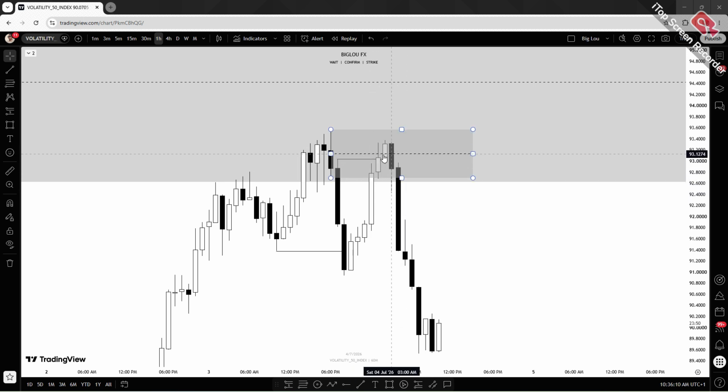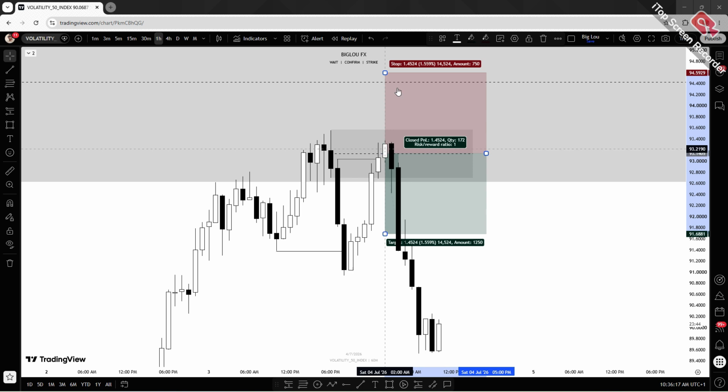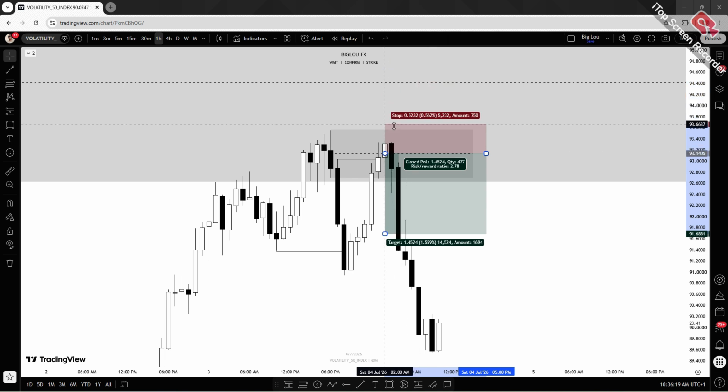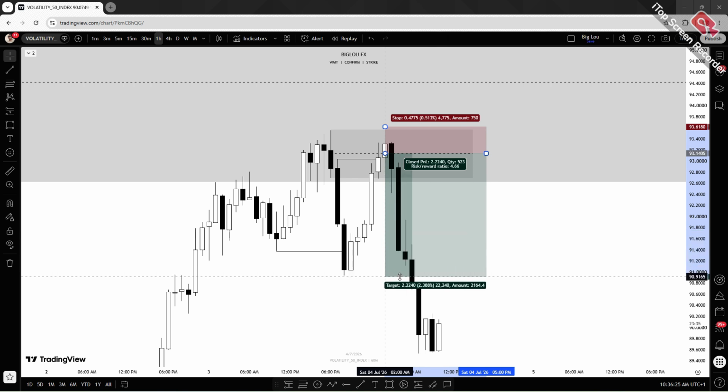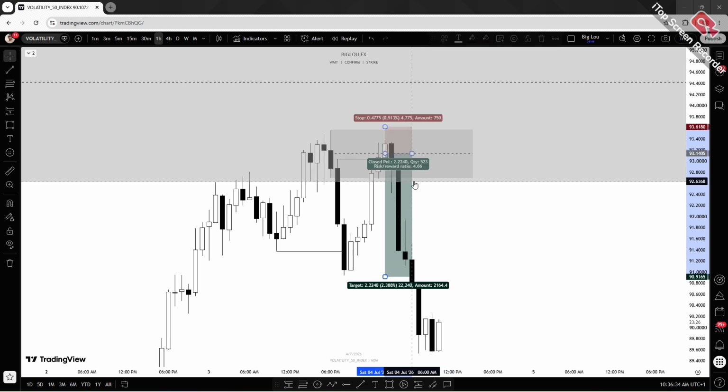Some people will trade from the 50%. If you trade from the 50% of the zone, it's still a good refinement. You're going to get a good trade. Target the last structure low, 1 4 6. You're going to get a good trade, because now you have refined your zone.